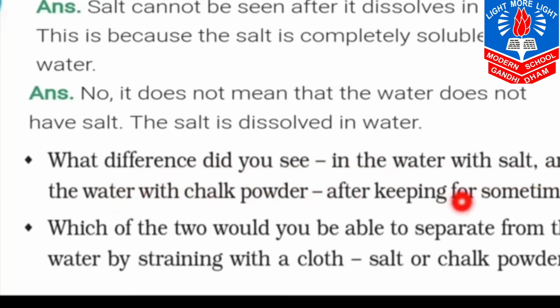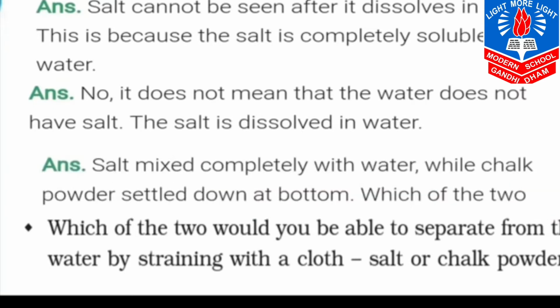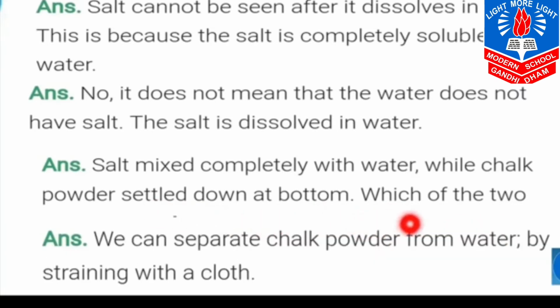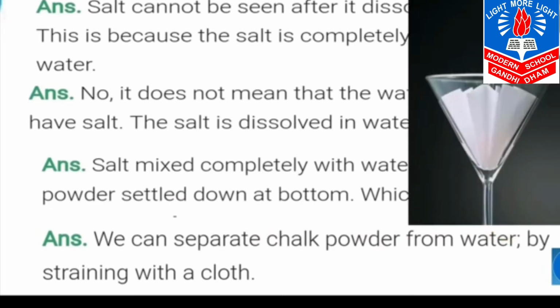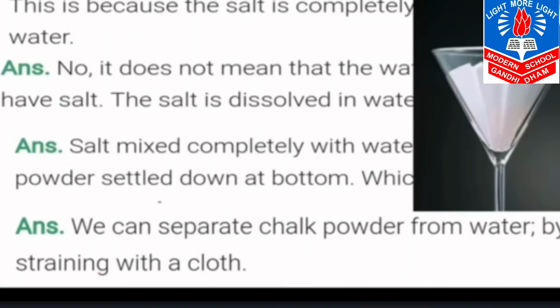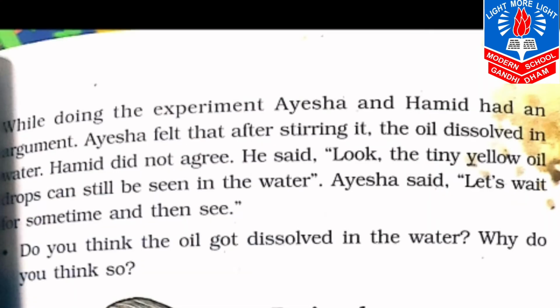Third question is, what difference did you see in the water with salt and water with chalk powder after keeping it for some time? Answer is, salt is completely mixed with water while chalk powder settled down at the bottom. Which of the two would you be able to separate from the water by straining with a cloth, salt or chalk powder? So we can separate chalk powder from water by straining with a cloth. जैसे हम चाय पत्ती को सेपरेट करते हैं वाटर से, वैसे ही जो सामान नीचे सेटल डाउन हो गया, दैट इज फॉर एग्जाम्पल यू कैन से chalk powder, that can be strained with the help of the cloth.